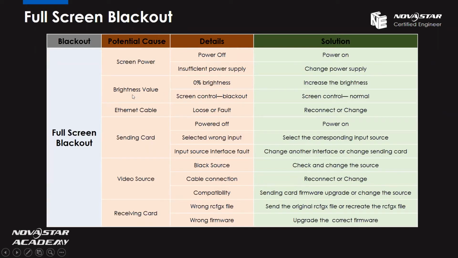Okay, and for the screen blackout issues, we need to check the second cause, the brightness value. Maybe sometimes the brightness of our screen is 0%. So in this case, we need to increase the brightness, maybe to 50%. In our software or on the front panel of the sending controller, we can see if it is the brightness value that caused the blackout issue. Also in the LCD software, in the screen control interface, we need to check if the setting is blackout. If it is, we need to change the setting to normal.